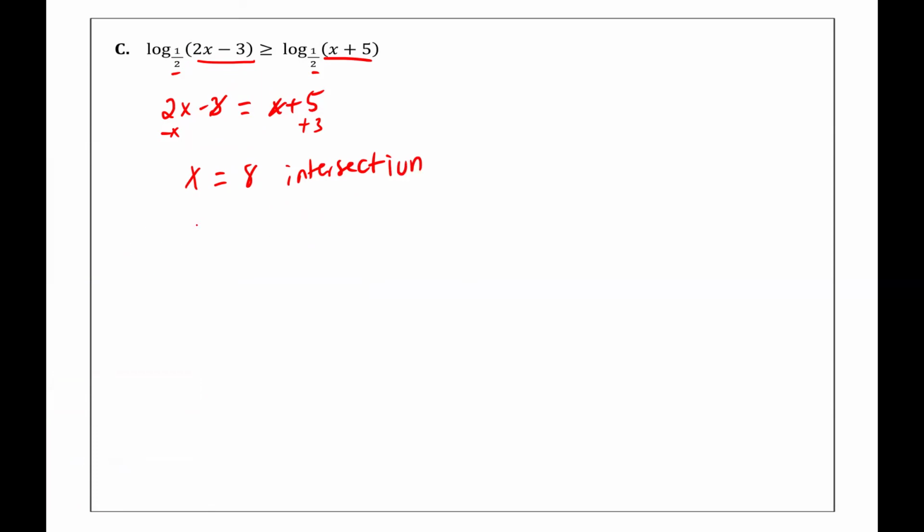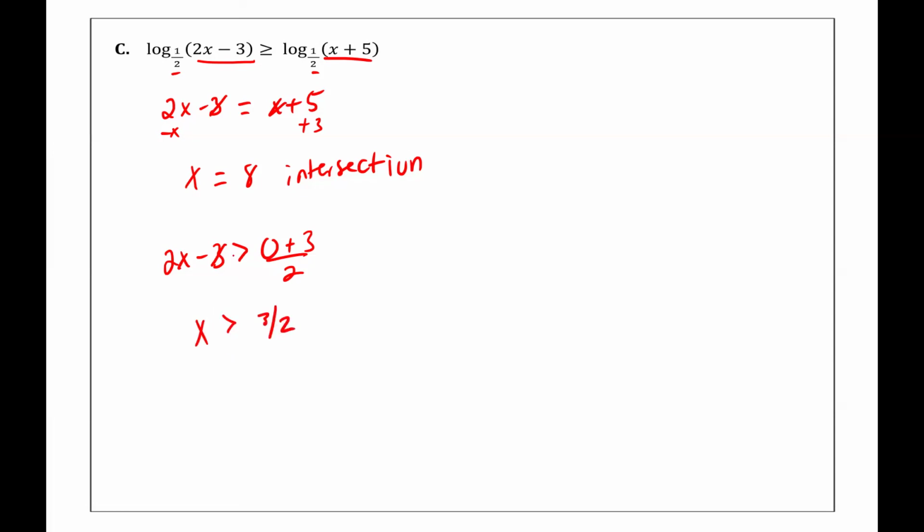And then we're now going to this argument: 2x minus 3 has to be greater than 0. So focusing on that, we get that x, we're going to add 3, and divide by 2. It was positive 2, so it doesn't change anything. So we get that x is greater than 3/2.